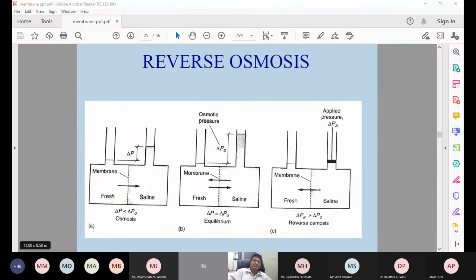Now comes the reverse osmosis. Reverse osmosis, as the name suggests, is the reverse of osmosis. Osmosis, you know, anyone who knows osmosis. In osmosis, what will be happening if you have a semi-permeable membrane? The water is passing from the fresh water to saline water, or from saline water to the fresh water.